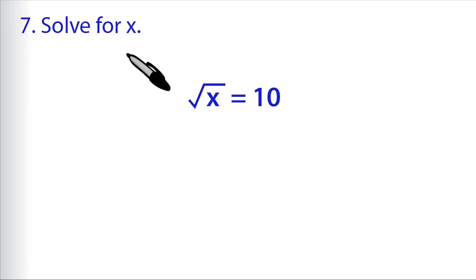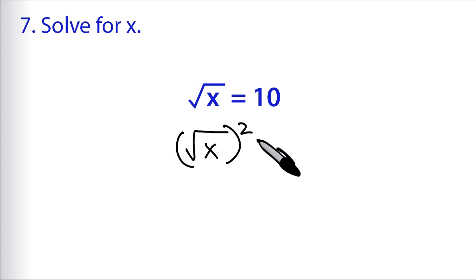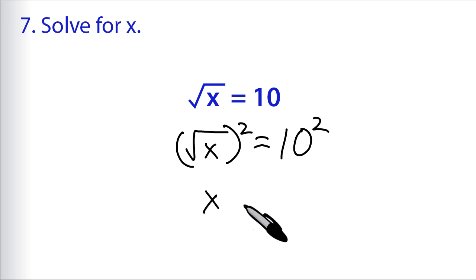Problem 7 is solve for x. And we have the square root of x equals 10. And so we need to undo the square root that's being done to the x. So to do that, we need to square that whole thing. So we have the square root of x squared equals, and then we need to square this side as well. 10 squared. So the square root and the square undo each other. They cancel out, leaving x. And here we have 10 squared, which is 10 times 10, which is 100. So we have x equals 100.